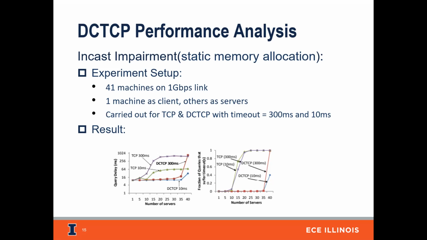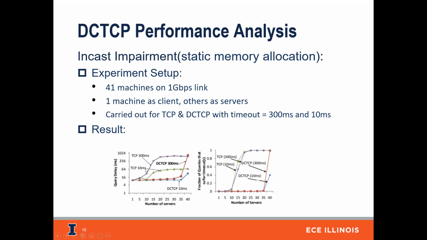The client requests about 1 MB divided by n bytes from n different servers, and each server responds immediately with the requested amount of data. The client waits until it receives all the responses and then issues another similar query. This is repeated 1,000 times. The experiment is carried out for both TCP and DCTCP, and with two timeout values, the default 300 milliseconds and 10 milliseconds.